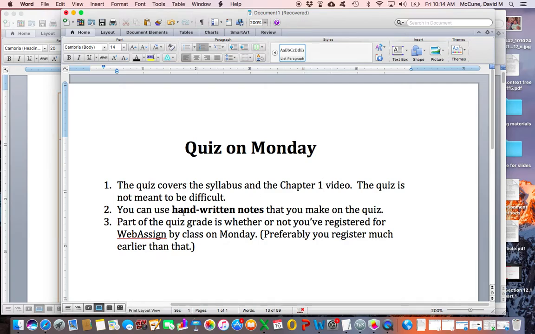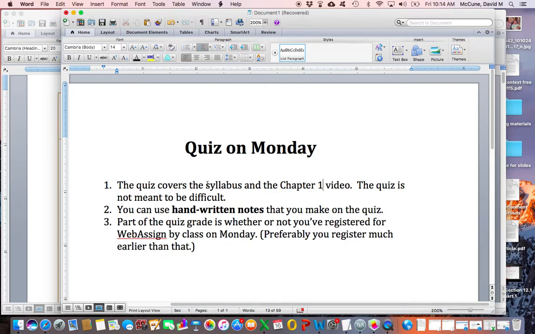If you want to, you can show up with some handwritten notes to take on the quiz. But again, this is not meant to be difficult. I'm not trying to slap your grade down first thing. I just want to make sure you've read the syllabus and thought about what's in there and what's in Chapter 1. Part of the quiz grade is whether or not you have a WebAssign registration for this class. I'll talk about what that is in a second, but that's just free points. By the time we show up, you should have registered for WebAssign. If you have trouble with that, you should, of course, email me.